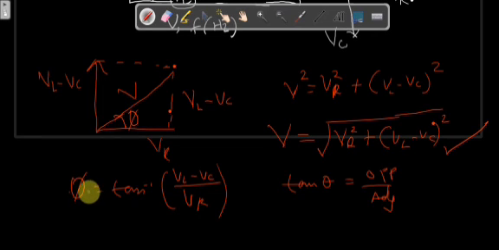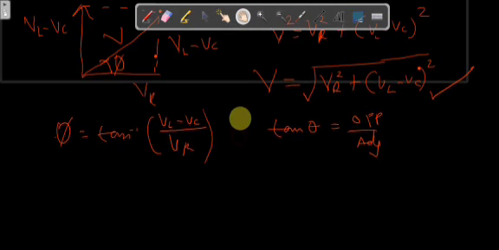We're going to take some examples on this. Now what I'm going to do is reduce this circuit to a series RLC circuit only.